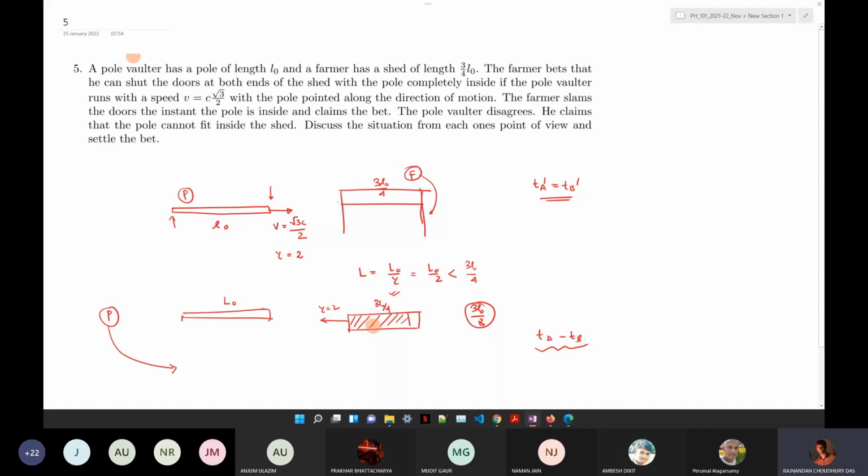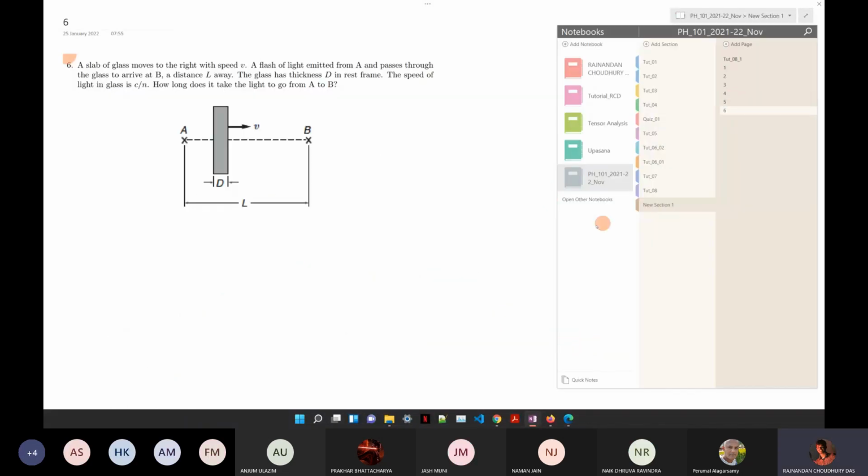Okay, you try to find the time difference as measured by the pole vaulter, then you will get a non-zero value. This thing is not happening simultaneously. So the final problem, let's quickly finish it off.